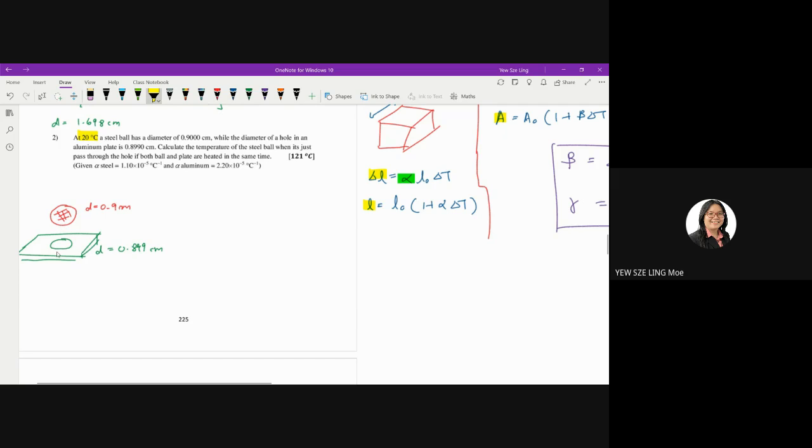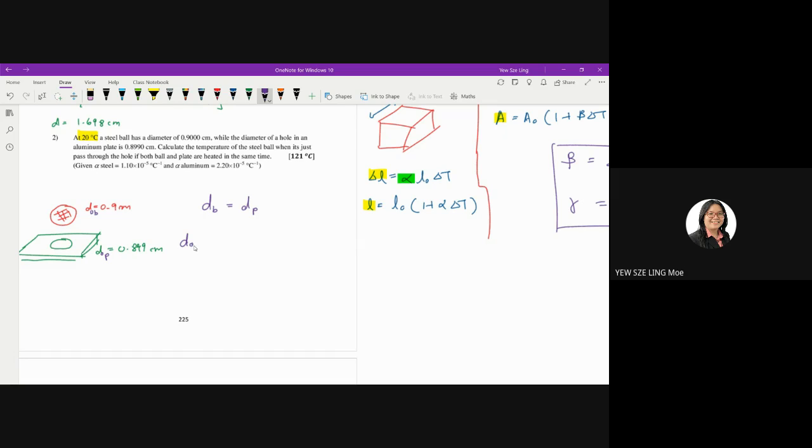So what does it mean? It just means that now your D final of the ball is equal to the D final of the plate. Okay, so this I call D initial for the ball and then D initial for the plate. Okay, D initial ball, D initial plate. So what am I going to do right now? I'm going to expand the equations as usual first. So D final is equal to D initial.